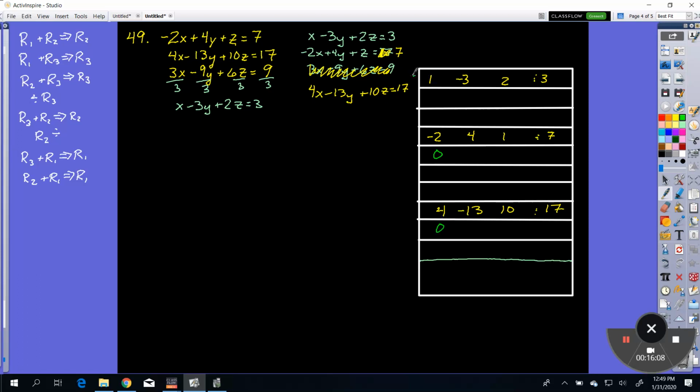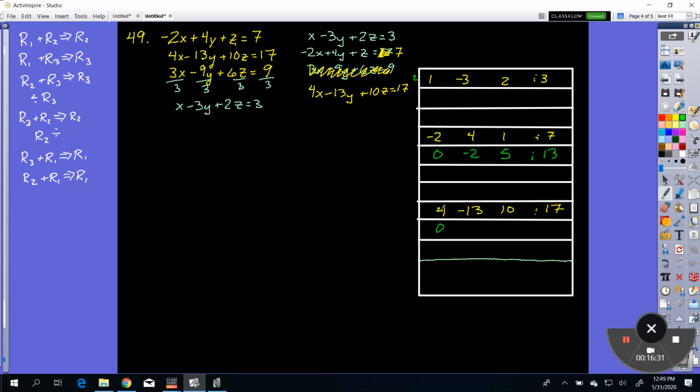So I'm going to multiply all of this by 2 and add it to this. So 2 times 1 is 2, minus 2 is 0. So I know that's going to work. That's what I'm doing. So you don't even really need to do that step. 2 times negative 3 is negative 6, plus 4 is negative 2. 2 times 2 is 4, plus 1 is 5. 2 times 3 is 6, plus 7 is 13.